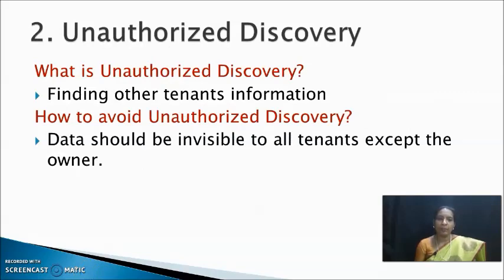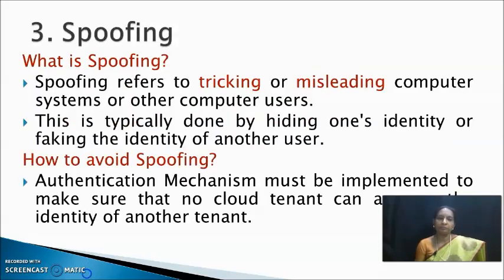Unauthorized discovery. Finding other tenants' information is known as unauthorized discovery. How to avoid unauthorized discovery? Data should be invisible to all tenants except the owner. That is some kind of hiding the information.